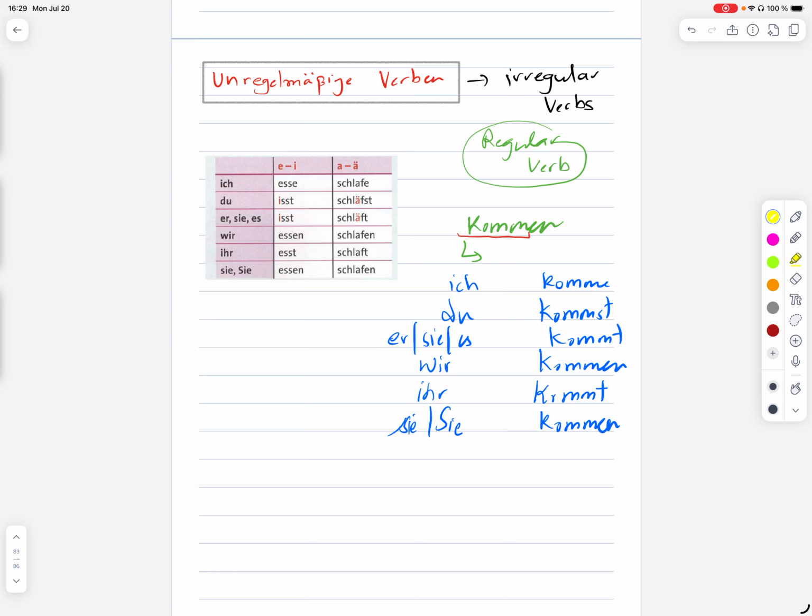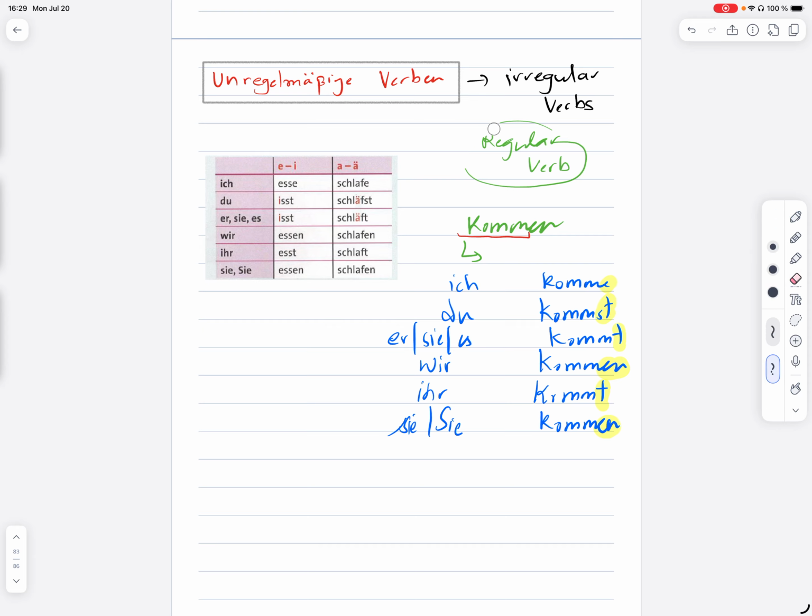So if you remember, the conjugation rules are: for ich we add an e, ich komme; for du we have kommst, we add an st; er, sie, es kommt, another t; we have kommen, en; ihr kommt; and sie kommen. So these are the endings we add depending on the different pronoun to the stem form. These are regular verbs, and most of the regular verbs follow this conjugation.